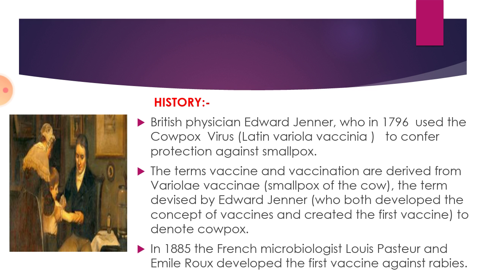British physician Edward Jenner, who is also known as the father of vaccines, in 1796 used the cowpox virus, Latin variola vaccinae, to confirm protection against smallpox and developed the first vaccine using cowpox. In 1885, the French microbiologist Louis Pasteur and Emile Roux developed the first vaccine against rabies.